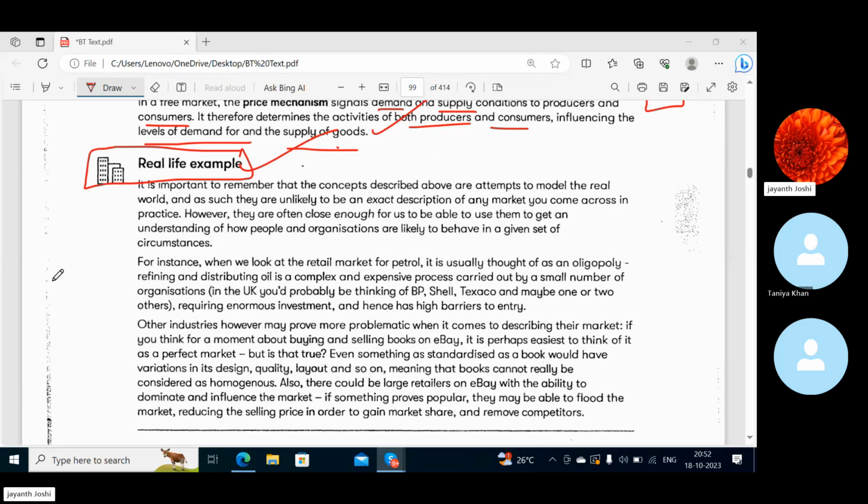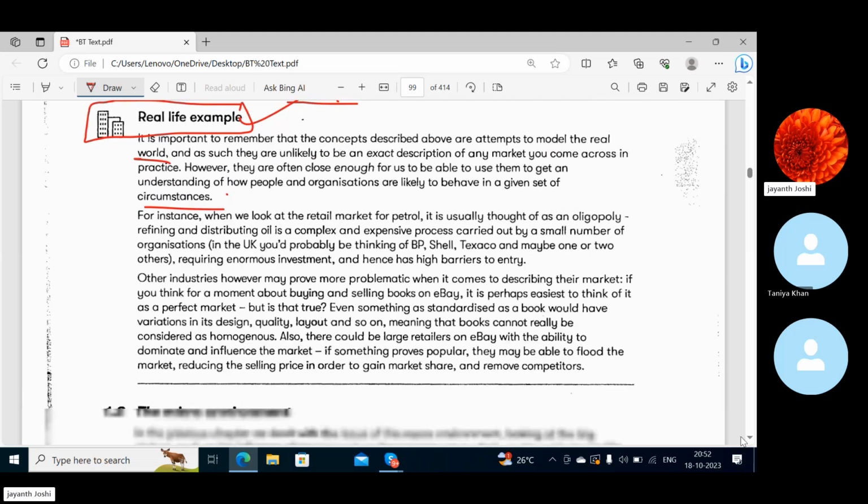It is important to remember that the concepts described above are attempts to model the real world, and as such they are unlikely to be an exact description of any market you come across in practice. All the theories have come out of studying the market, right? You won't find exact things, but you can find some kind of elements. However, they are often close enough for us to use them to understand how people and organizations are likely to behave in a given set of circumstances.